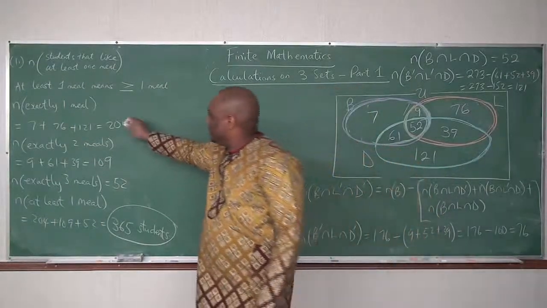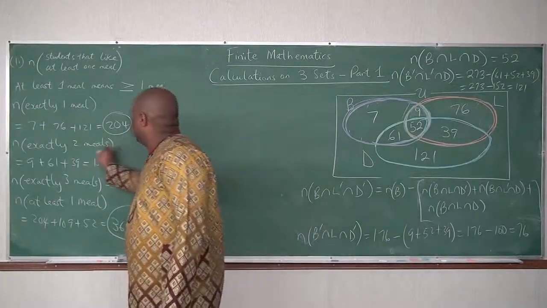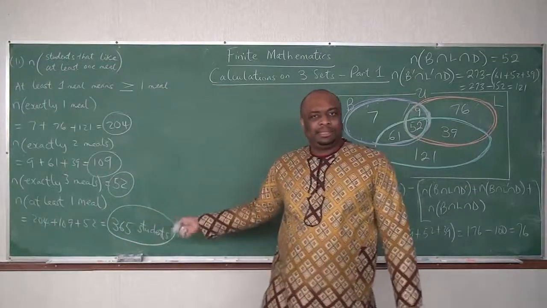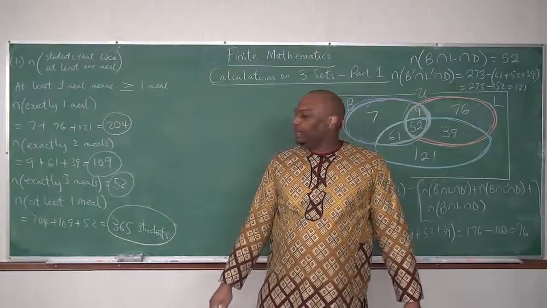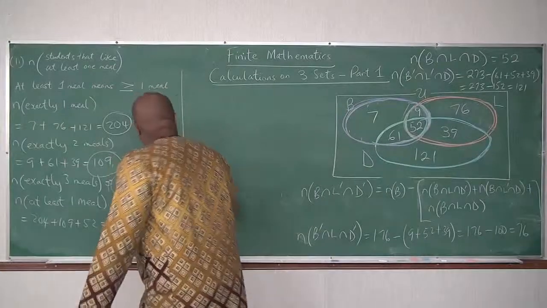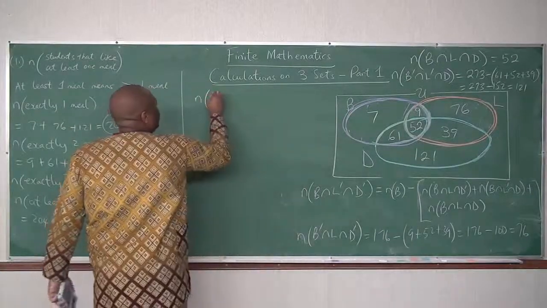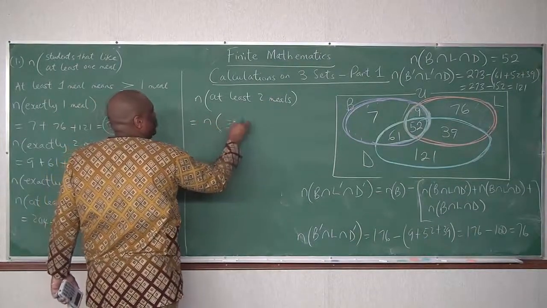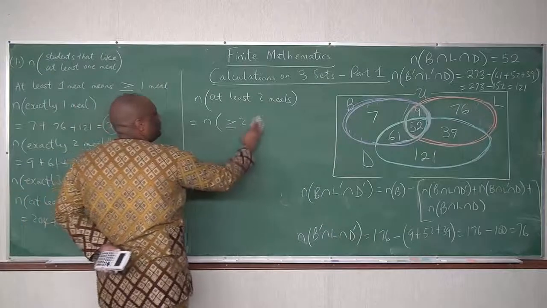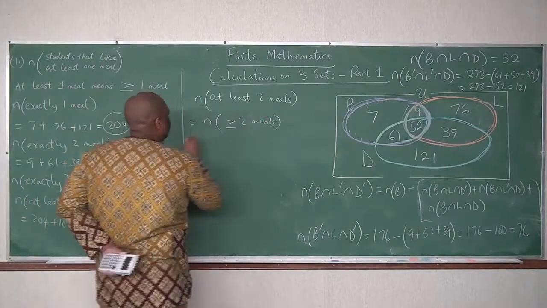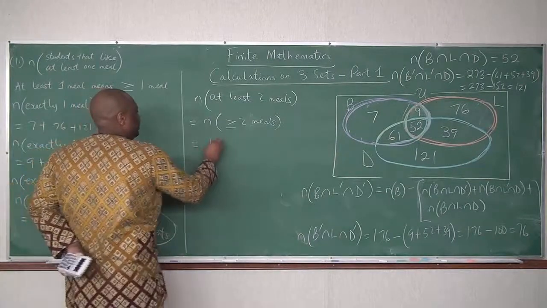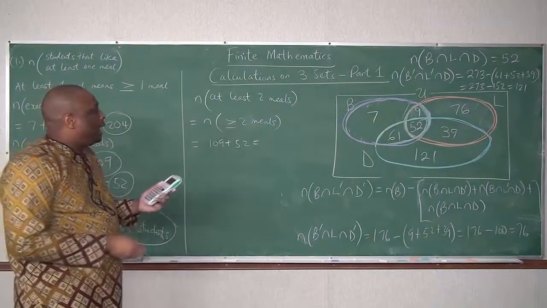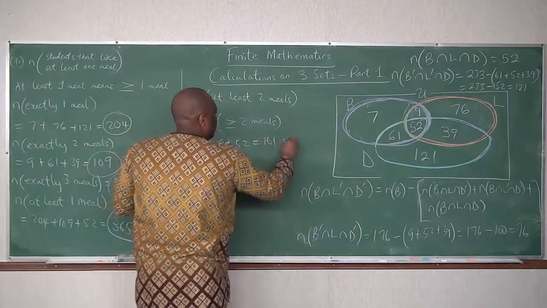Okay, I think we have answered some of it. Exactly 1 meal, we've answered it already. Exactly 2 meals, we've answered it already. Exactly 3 meals. The other question says at least 2 meals. At least 2 meals means cardinality greater than or equal to 2 meals. So it will be 109 plus 52, and that is 161 students.